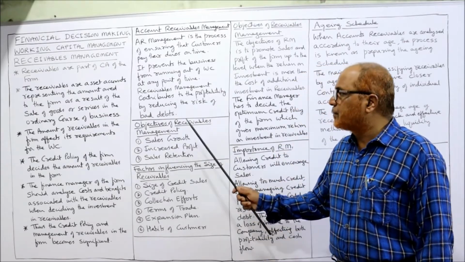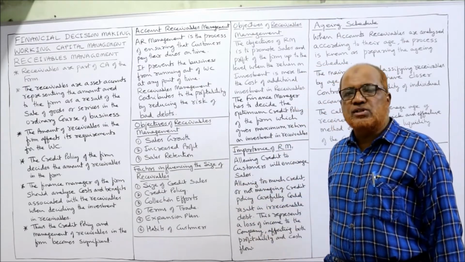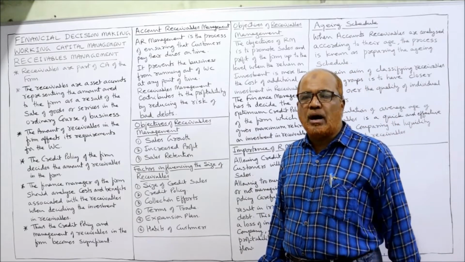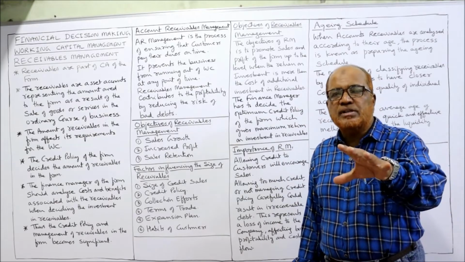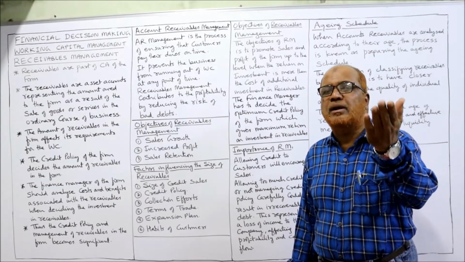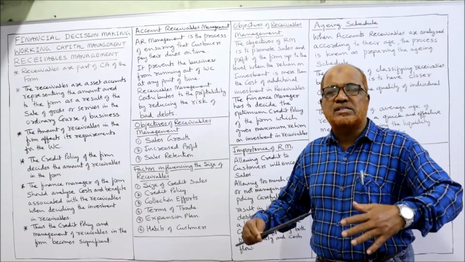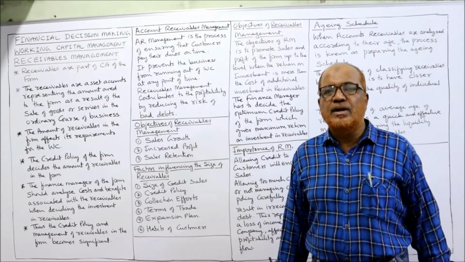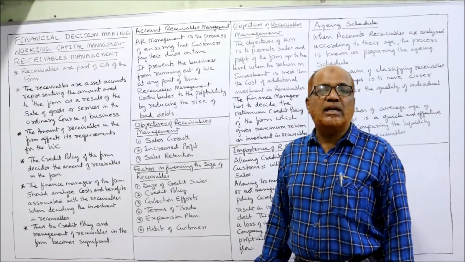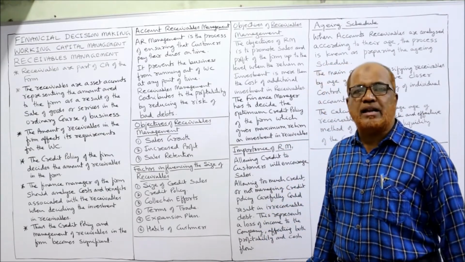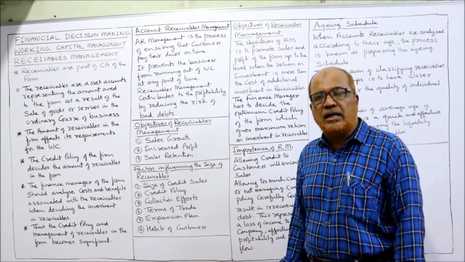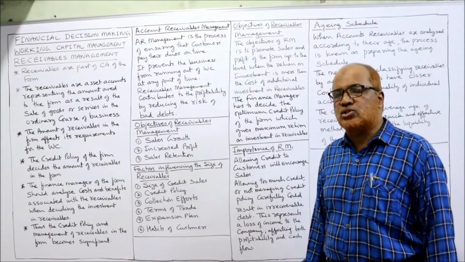Now, objectives of receivables management. Why will this receivables management be applied? Receivables management will be applied so that on one hand profitability should increase, because when we sell the goods on credit, sales will increase. Secondly, we should try to minimize the cost incurred in this receivables management. The costs are regarding the interest charges or bad debts or collection charges, etc.